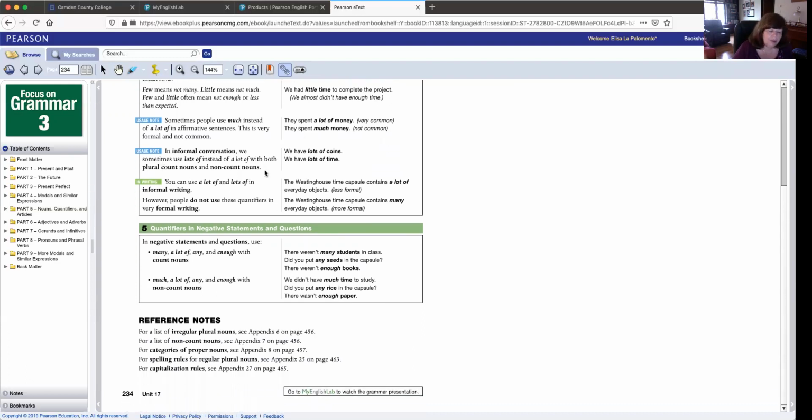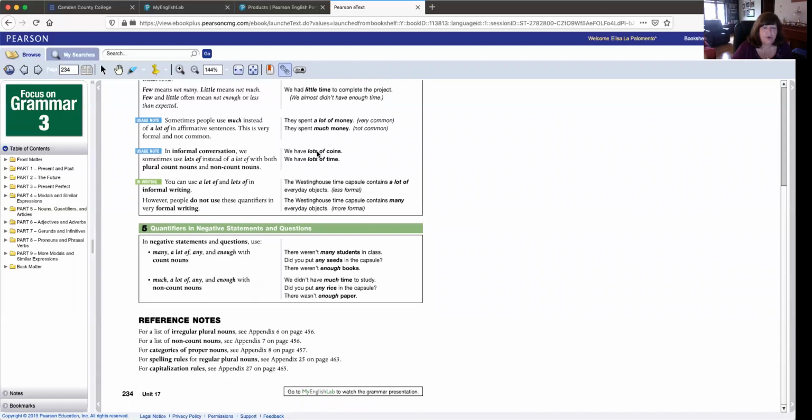It also goes on to tell you that in informal conversation, very casual conversation, we sometimes use lots of instead of a lot of, and I'm sure you have heard this with American people speaking. So we sometimes use lots of instead of a lot of with both plural count nouns and non-count nouns. For example, you might hear people say, we have lots of coins, we have lots of time. We have lots of coins, count noun. We have lots of money, non-count noun, right?